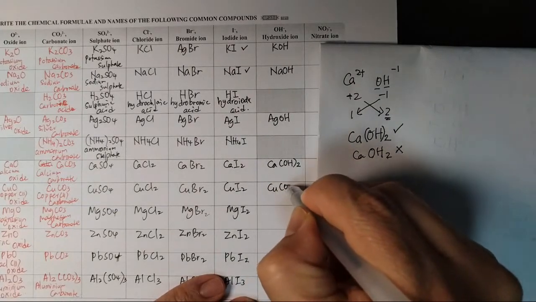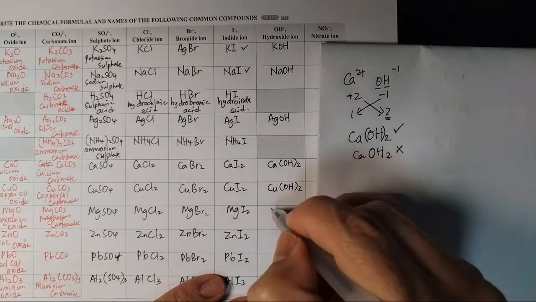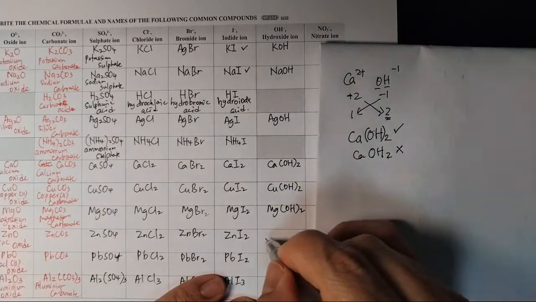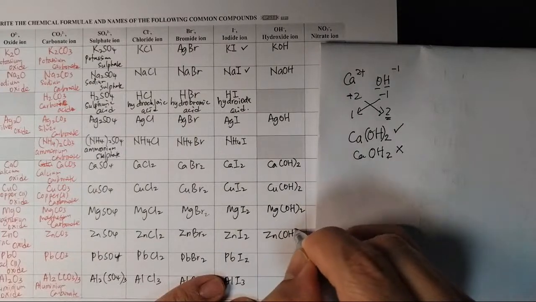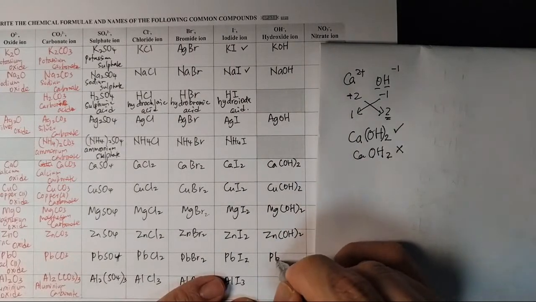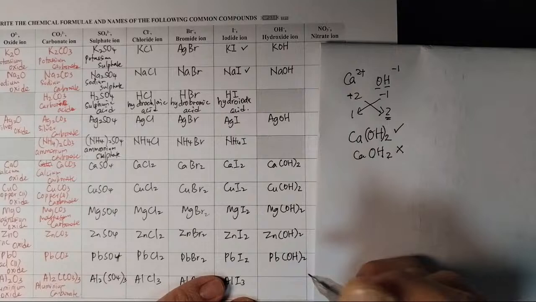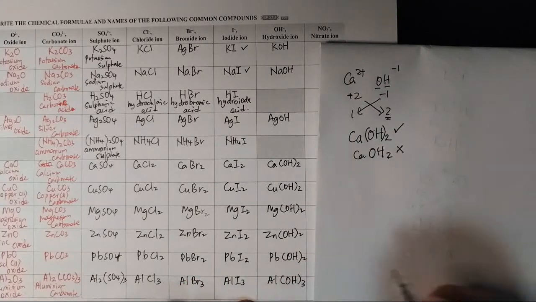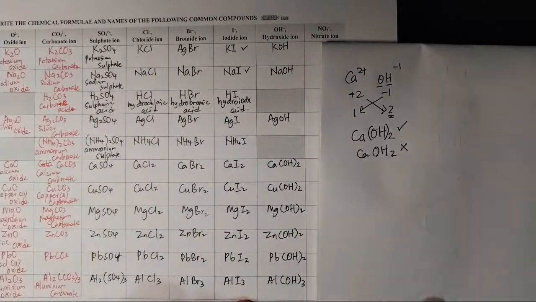Okay, copper 2 hydroxide, magnesium hydroxide, zinc hydroxide, lead 2 hydroxide, the aluminium hydroxide also the same, Al(OH)3. Okay.